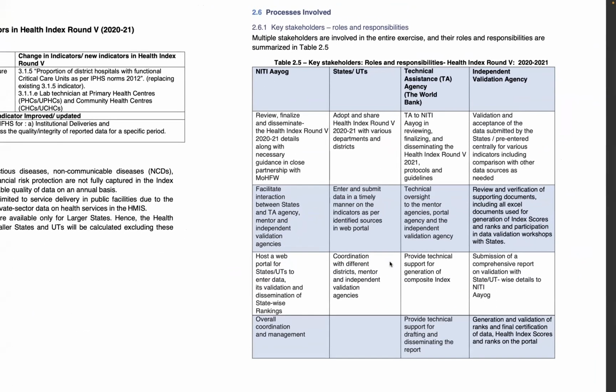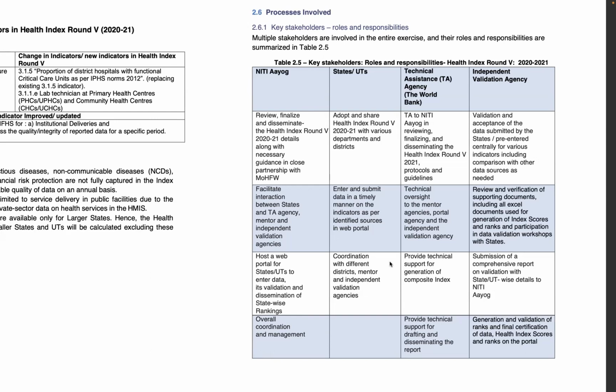For preparing this data set, there are key stakeholders: NITI Aayog, states, technical assistance agencies, and independent validation agencies. The TA agencies are organizations which feed the data that is present in the state. These are independently validating and verifying the data which has been given in either an online form or any display units.